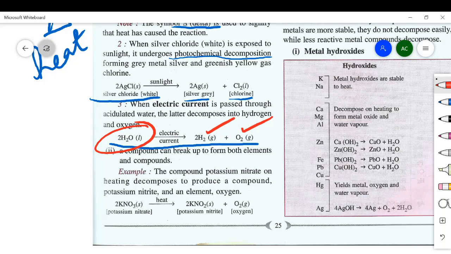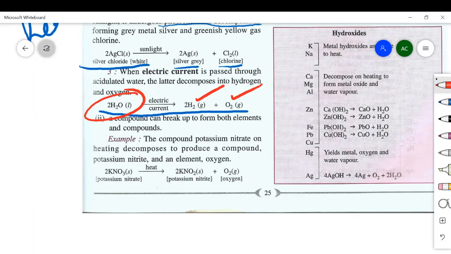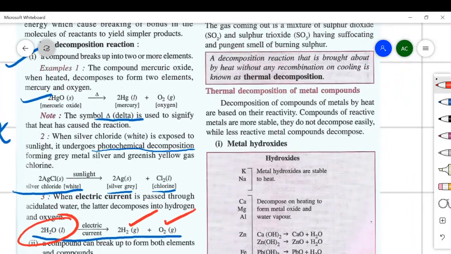So this is a change of state also. Look at this example. We studied this in oxygen formation. The compound potassium nitrate on heating decomposes to produce a compound potassium nitrite and oxygen. Potassium nitrate gives potassium nitrite and oxygen. We have already done how to form the formula in class 8th, but still I request you to please revise the concept of how you will form the formula of potassium nitrate and potassium nitrite. What is the difference and how you will do the crisscross, that you have to revise.